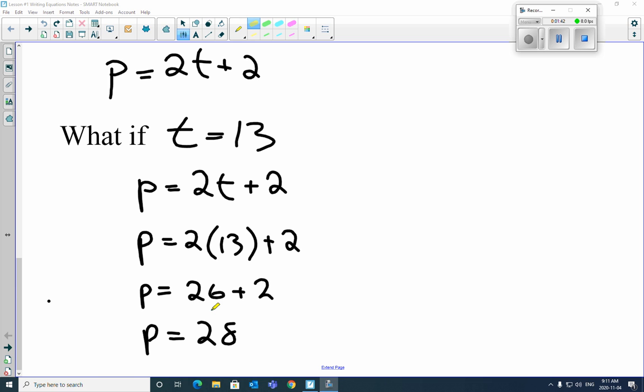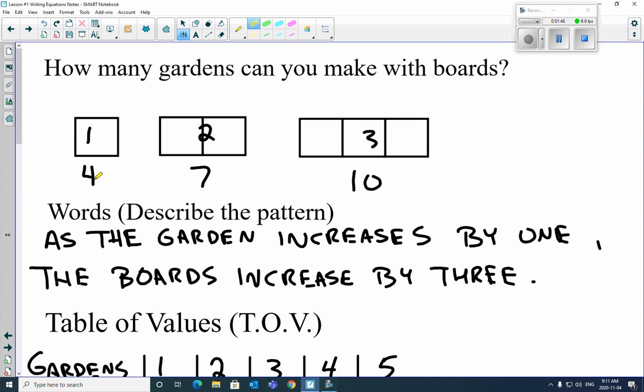Okay, flip the page. We'll do another example here. This is a little different one. We're talking about gardens. What we have here is 4 boards, right? The boards are on the outside here, and that can create 1 garden. Now, if we have 7 boards and we stick them together, we can actually make 2 gardens because this center one shares both gardens. If we have 10 boards, we can make 3. So as the gardens increase by 1, the boards increase by 3.